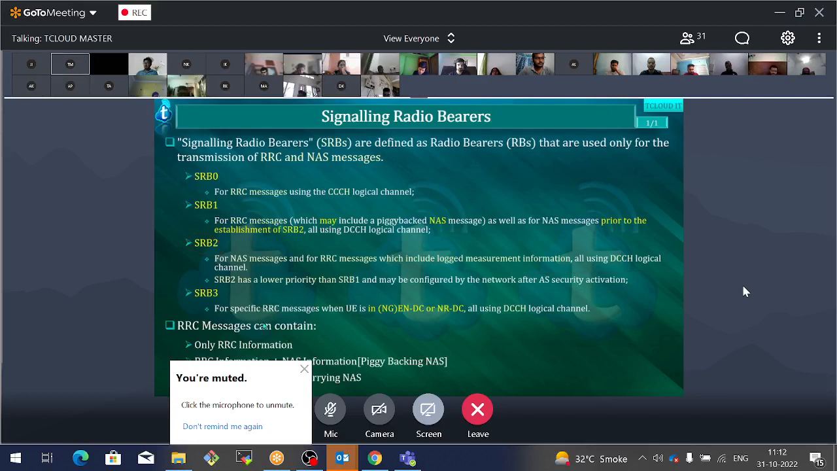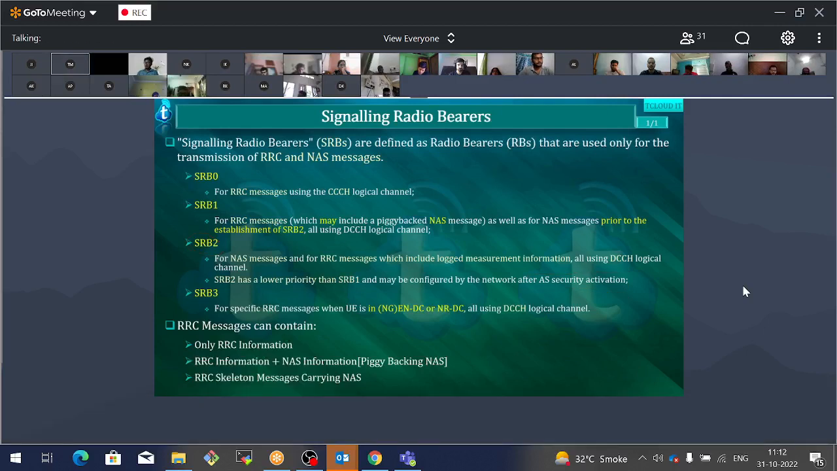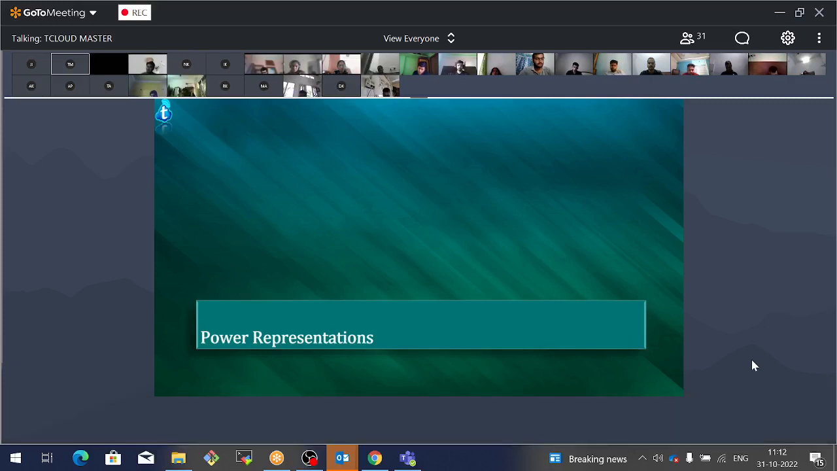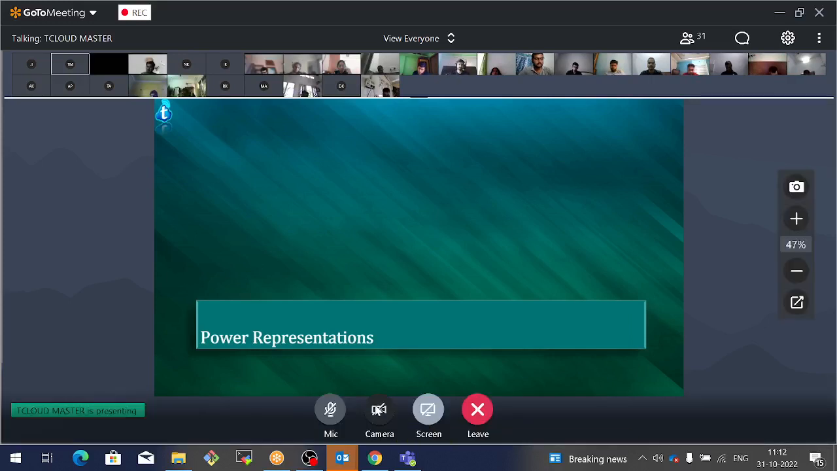All right. So with that, we have completed these basic concepts. Now getting into the deeper concepts of 5G. But before we go there, a lot of times we will see power related messages or power related parameters in RRC. To understand that, we have to understand how power is represented in 4G or 5G or any of these radio technologies.